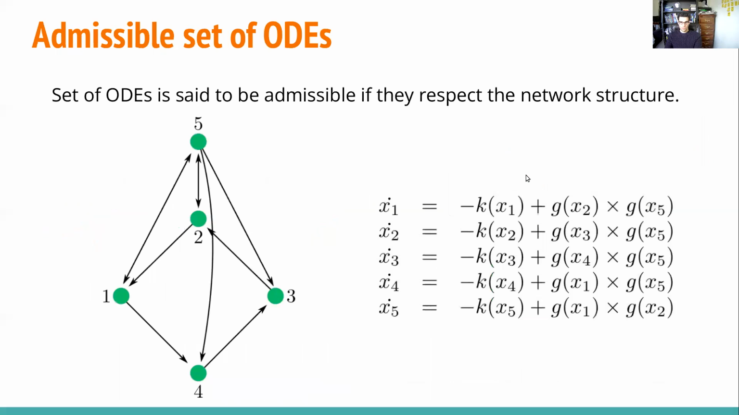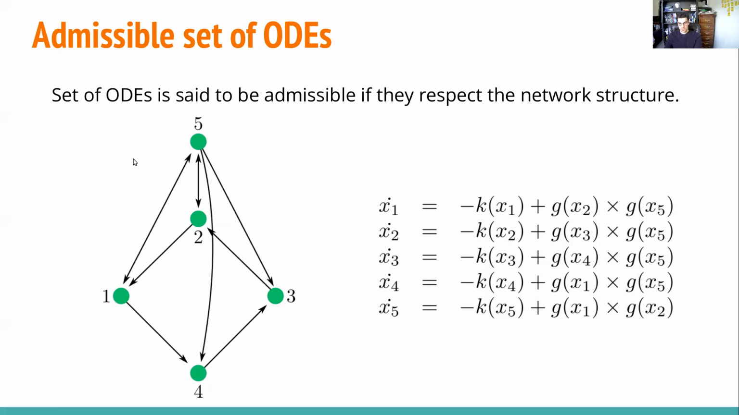So why is this important? This is important because these networks, or maybe not any network, but a lot of networks, especially in biology, describe certain dynamical systems. So this happens with the set of admissible ODEs.